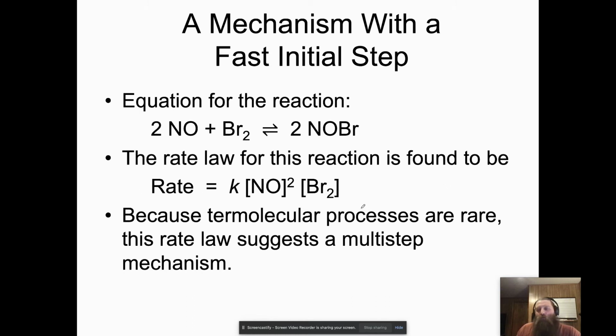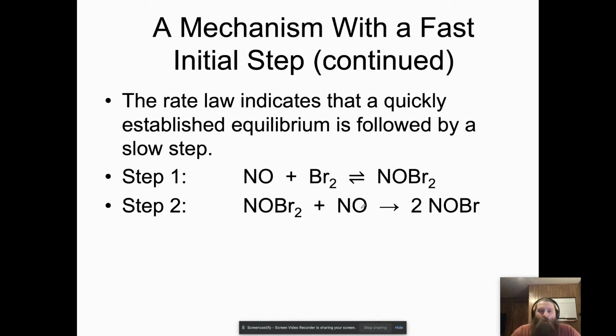We know termolecular reactions are rare, if they happen at all. And so the rate law is probably suggestive of a multi-step mechanism, right? More than one step. So what might that be? Well, because the overall reaction is at equilibrium, we identify that equilibrium is going to be established quickly, and then there's going to be a secondary slow step. So we're going to put forth this idea.